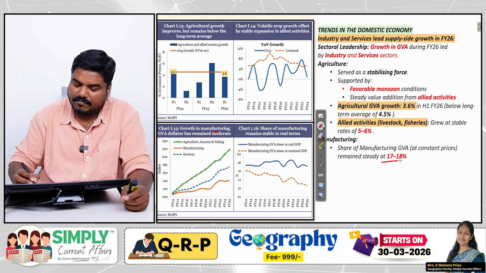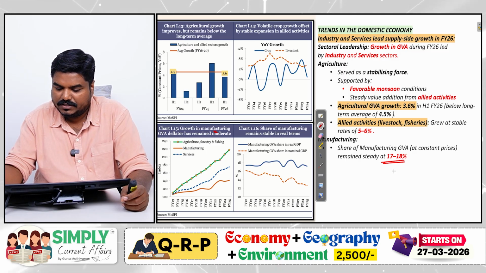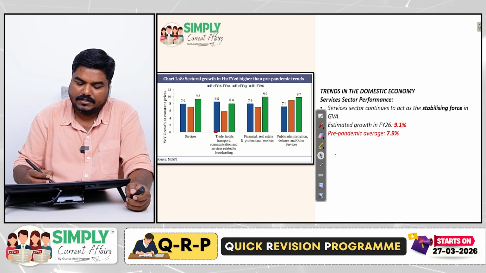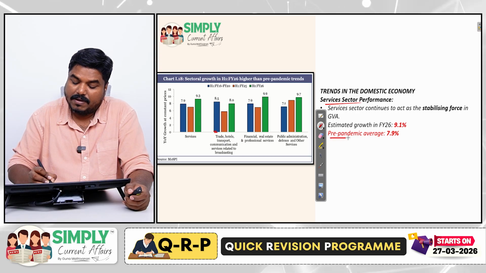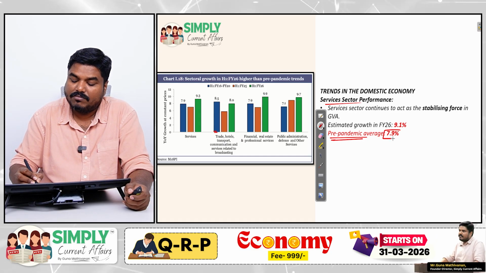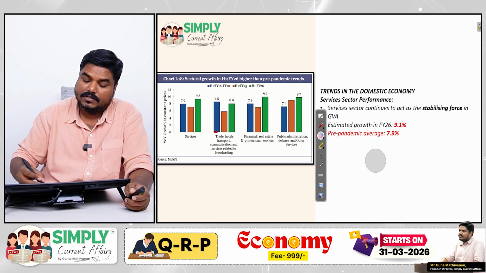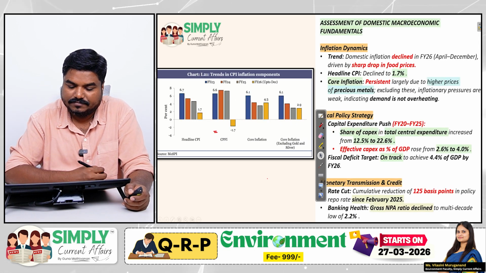Manufacturing, we are able to see a contribution in the GDP of almost 17 to 18%. Service sector. Before the pandemic, the service sector was growing at 7.9%, but now the estimation says it will be growing at 9.1%. So the main driver among the three is the service sector.